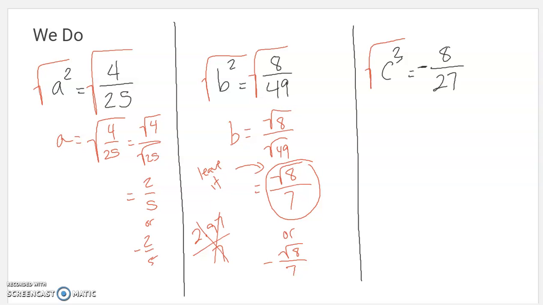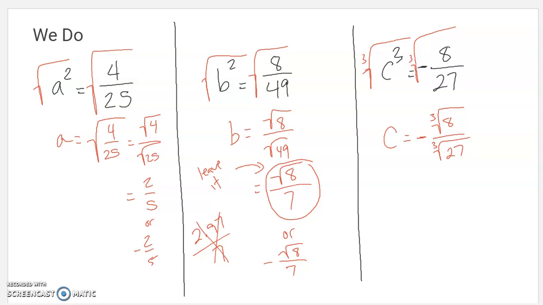All right, cube roots work the same way, except this is to the third power, so the inverse operation is not a square root, it's a cube root. So I need to take the cube root of both sides. And same thing, so it's going to be negative. The cube root of a negative number is going to be a negative number, and it's whatever the cube root of 8 is, which I know, over the cube root of 27, which I also know.